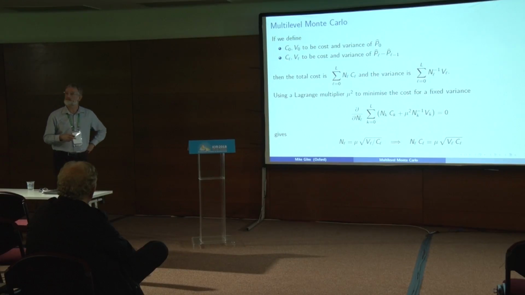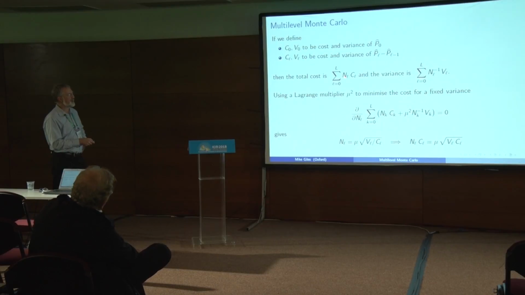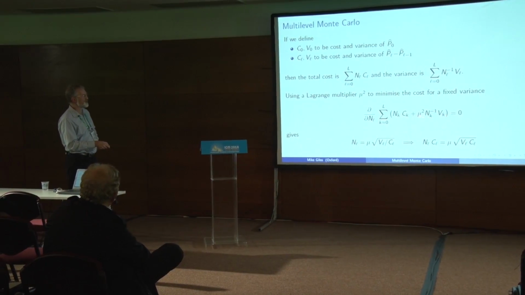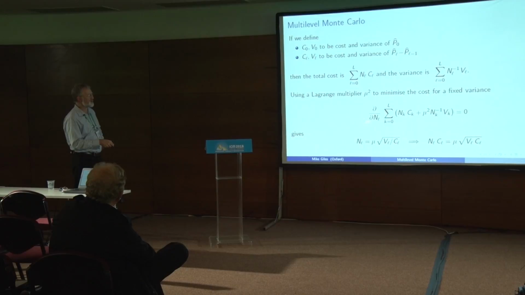So then we want to do a constrained optimization. We want to minimize the total cost to achieve a fixed variance. And so treating the N_l as being real numbers rather than the integers that they really are, we introduce a Lagrange multiplier to constrain the variance. We differentiate with respect to N_l, and that gives us that optimally N_l should be proportional to the square root of the variance of a single sample on level l divided by the corresponding computational cost.